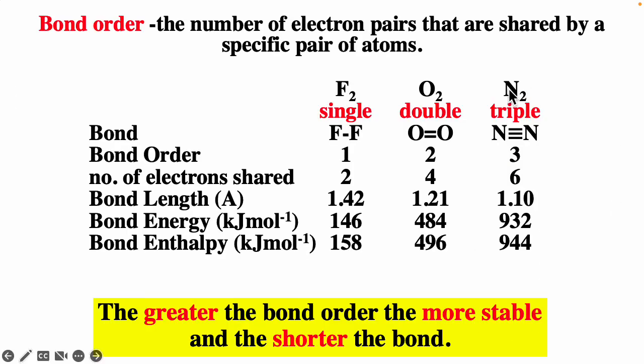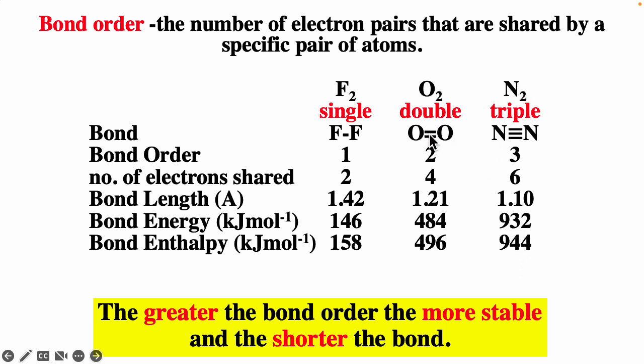So N2, you have a triple bond. Remember, the bond order is the number of pairs of electrons being shared. Each line corresponds to a pair of electrons. So we're sharing 3 pairs of electrons. That corresponds to 6 electrons. That gives you a bond order of 3. Remember, the more electrons being shared, the shorter the bond, because the nuclei can get closer, and the stronger the bond. So the triple bond is the strongest and the shortest.